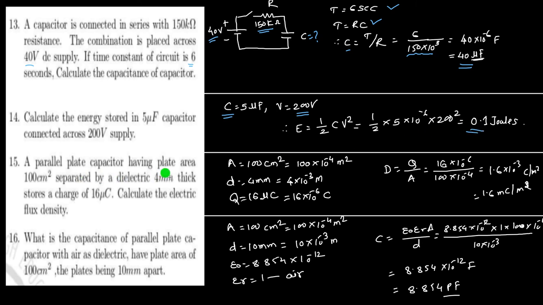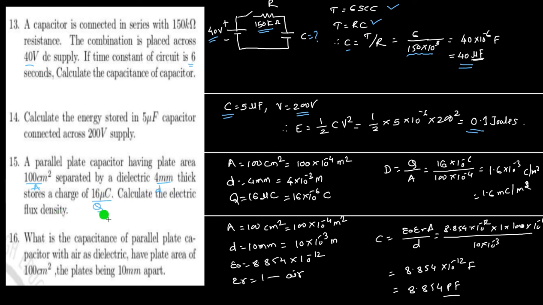A parallel plate capacitor has an area of 100 centimeter square and is separated by a dielectric of 4 mm. So this is the area, this is the distance between the plates, and the charge is 16 microcoulomb.